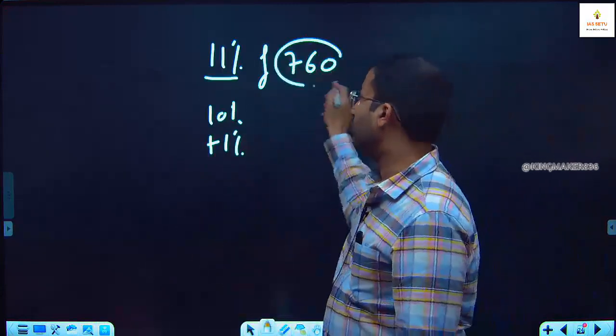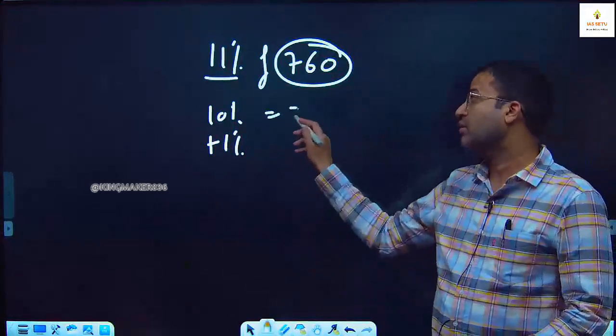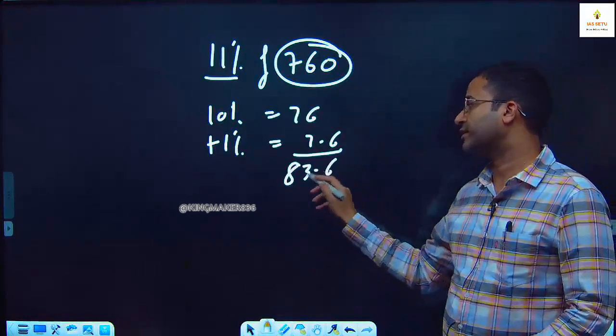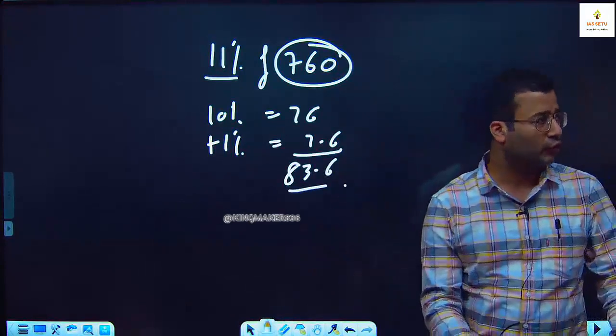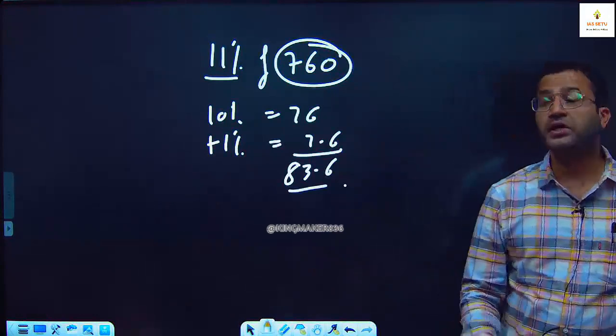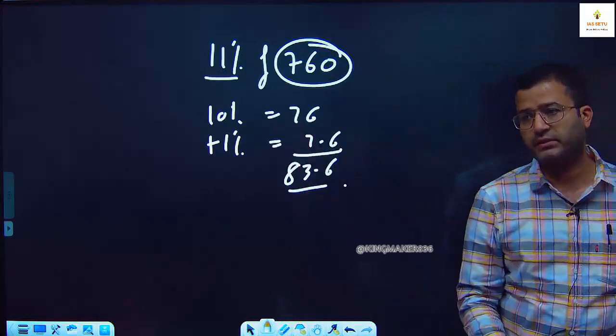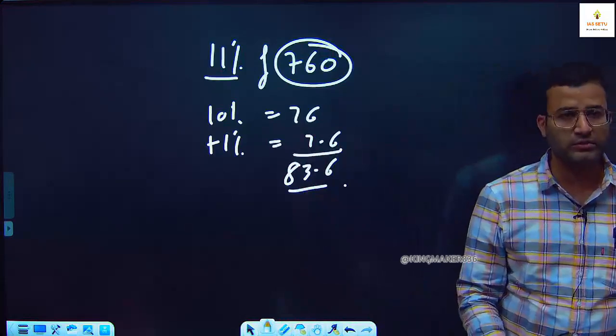This is total value 760. What is 10% of 760? 76. What is 1%? 7.6. So we get 83.6. तो कुछ वैल्यू में इस तरह से भी कर लेते हैं. If it is also not applicable, then multiplication, जो आप स्कूल में सीखे थे. That is the last option.